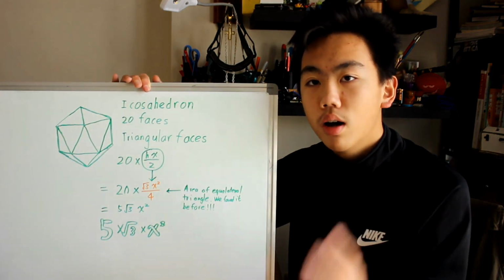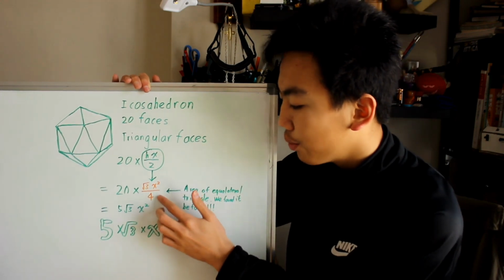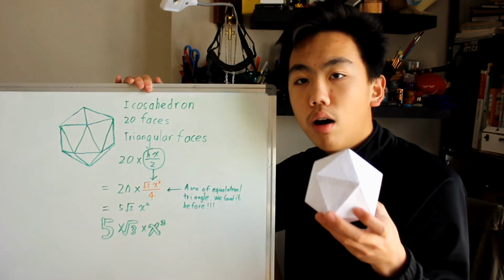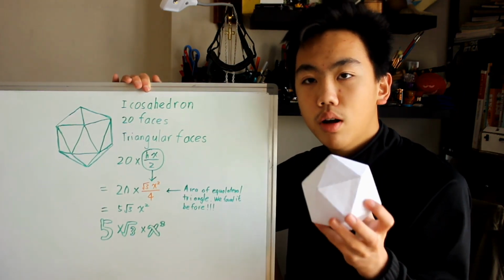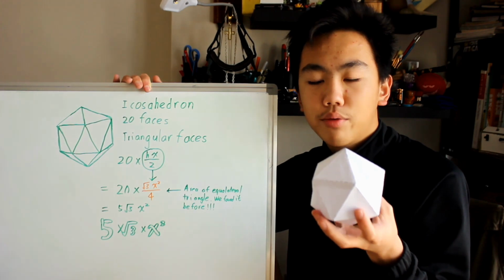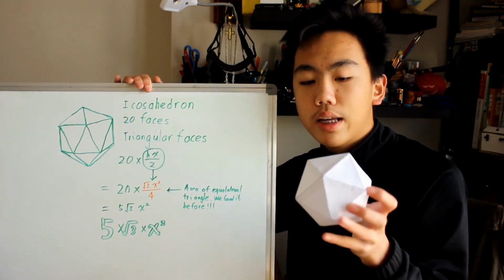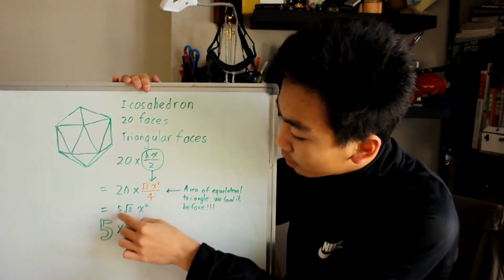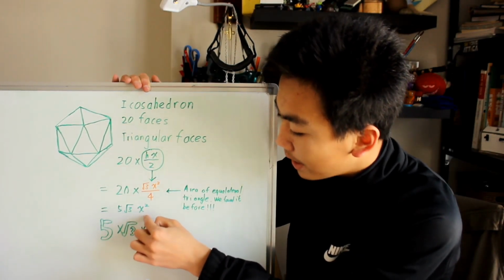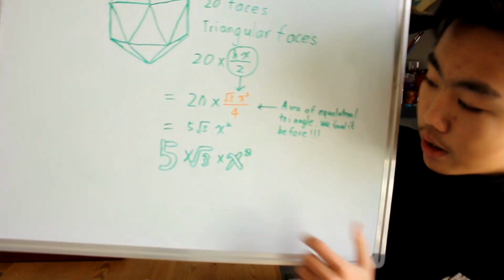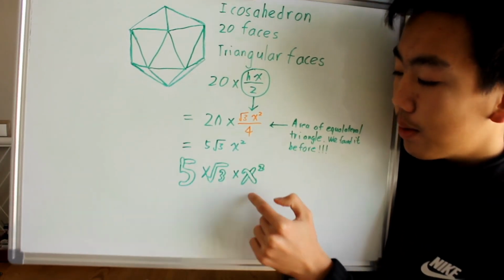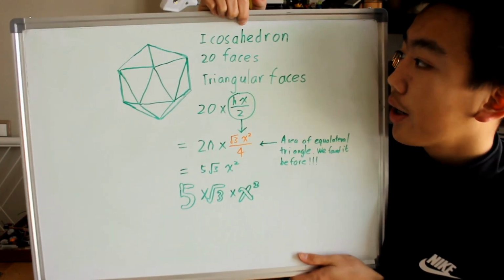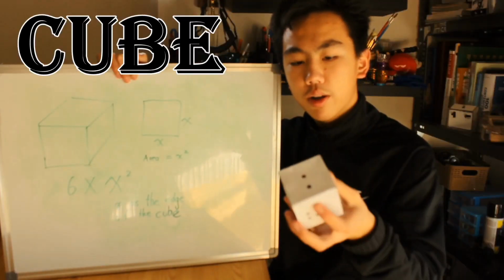We don't need to do all the derivations again because we know the equation, we found it. And it has to be an equilateral triangle because all the edges of a regular polyhedron are equal, because that's what basically a regular polyhedron is. All the edges and all the faces are equal. So simplifying this, we get 5 times square root of 3 times x squared. Yes, exactly. 5 times square root of 3 times x squared is the surface area formula of a regular icosahedron.